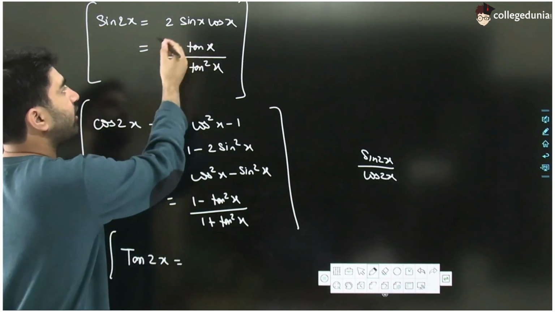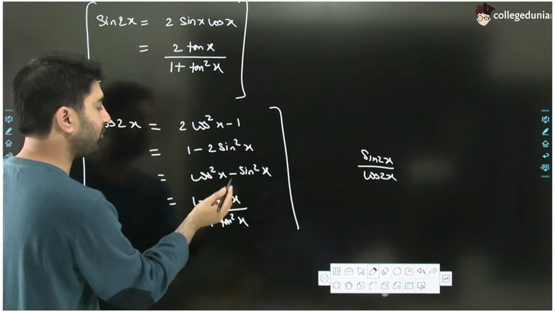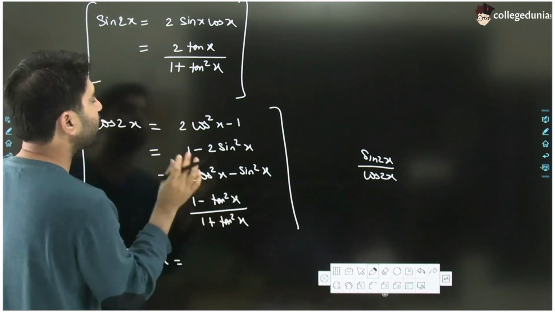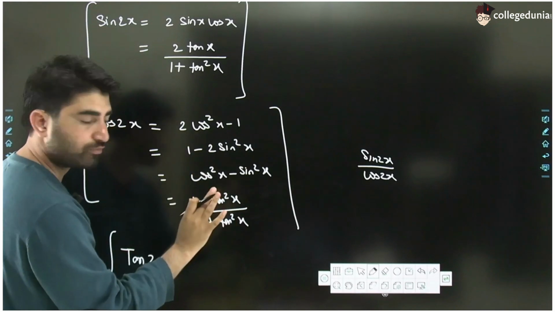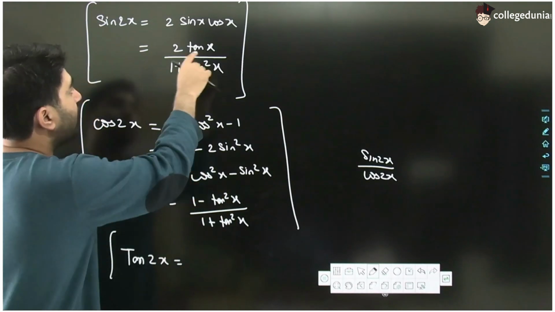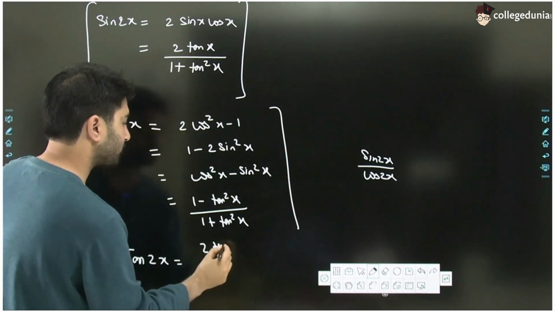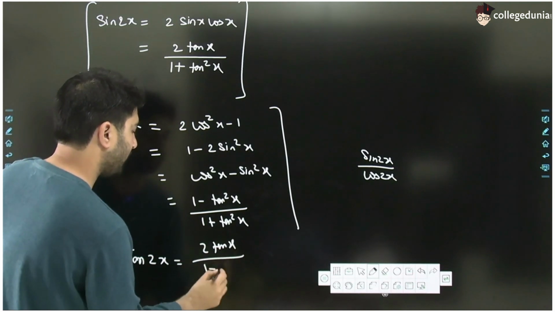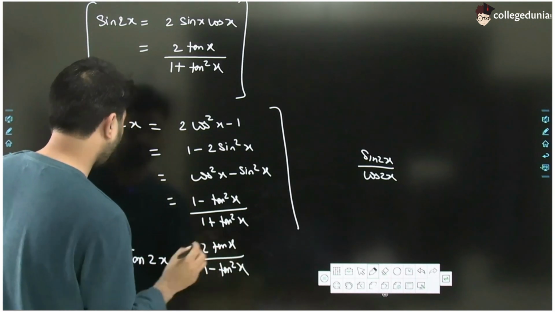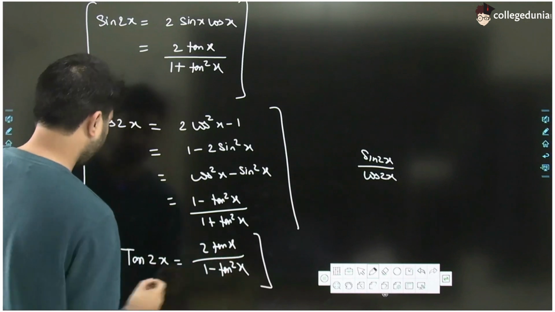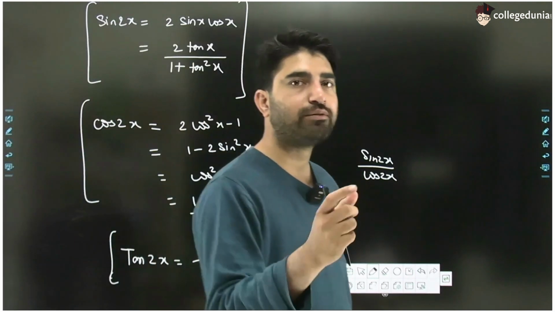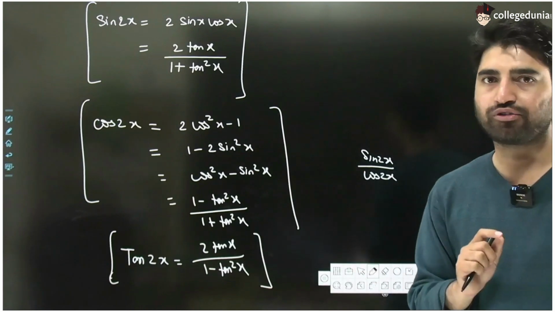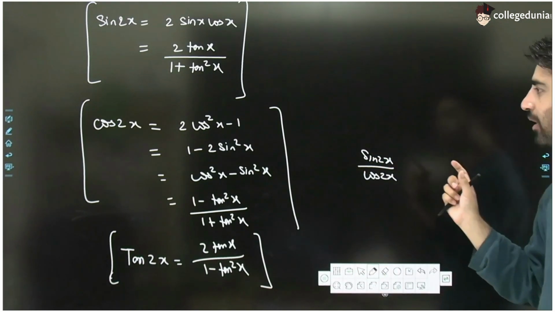So when this expression is divided by 1 minus tan square x upon 1 plus tan square x, you will see that this 1 plus tan square and this 1 plus tan square are the same, so they will cancel out. So we will have 2 tan x in the numerator and 1 minus tan square x in the denominator, and this is the formula of tan 2x. Just like sin 2x and cos 2x, we can also derive the formula for sin 3x and cos 3x. So this part I am leaving for you.